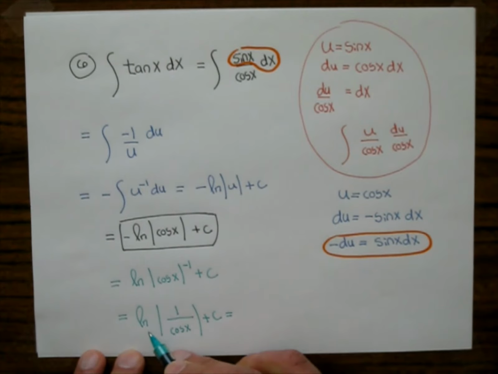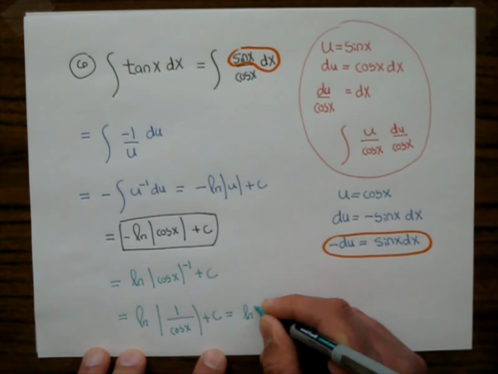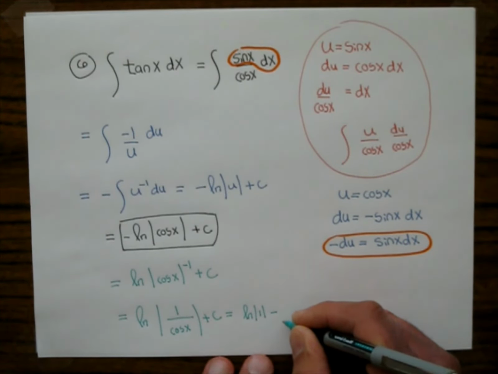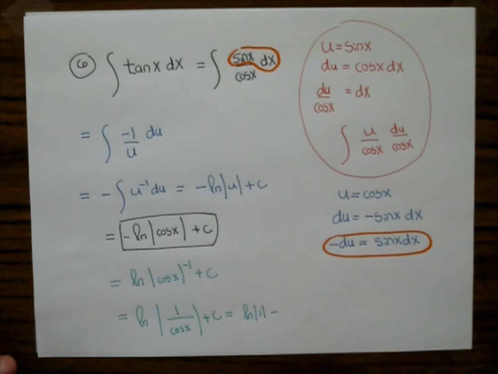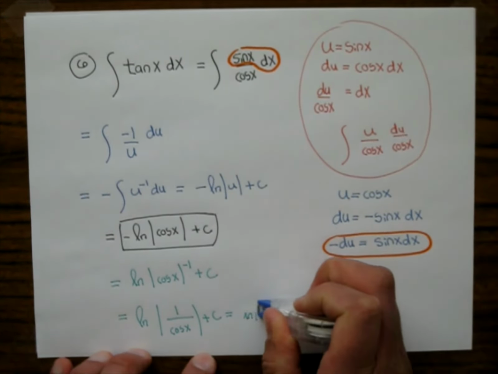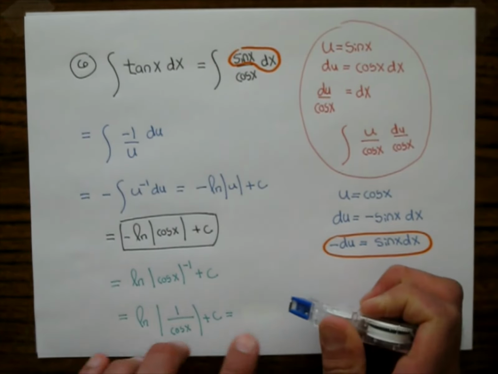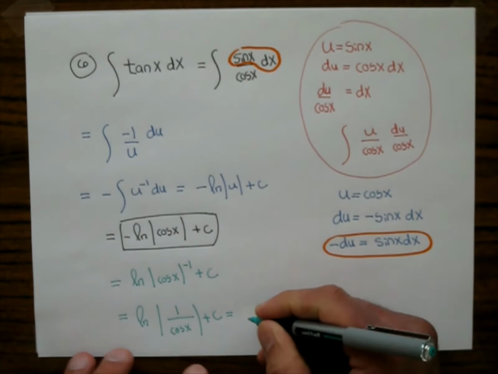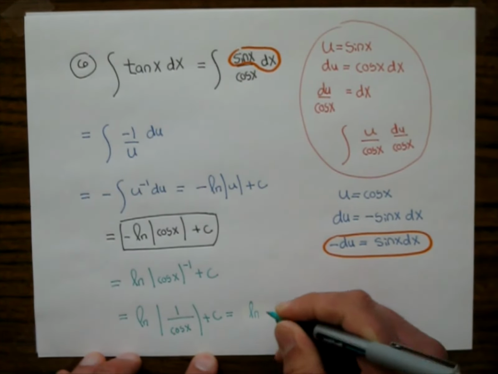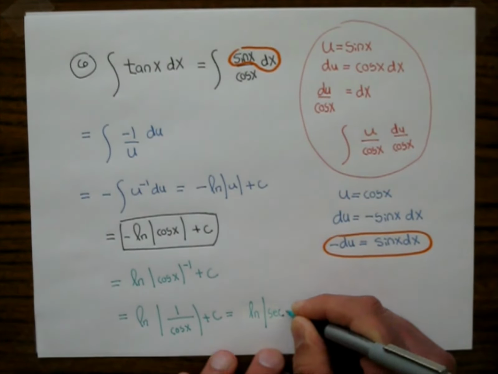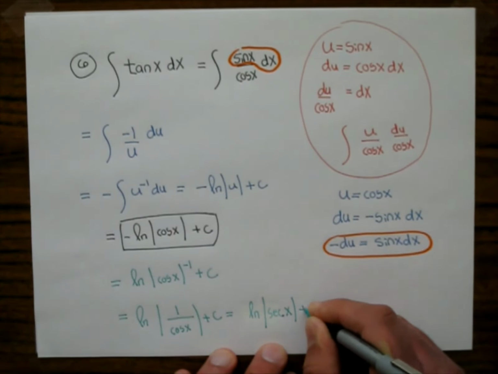Now I'm going to use another rule of logarithms, the quotient rule, and I'm going to have the ln of the absolute value of 1 minus, oh no, I don't want to do that, then I'm going to get exactly what I got. Hold on. Some of you can see where that's going to lead me, and if not, then just ignore what I just said. I'm going to realize that 1 over cosine is the secant. So I have ln of the absolute value of the secant x plus c.